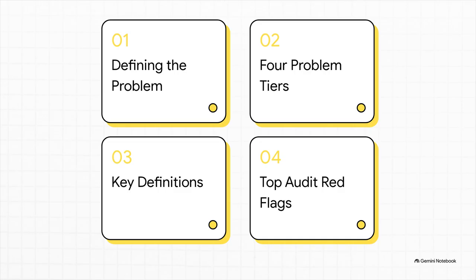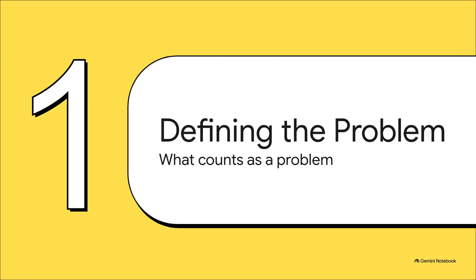Here is our roadmap for this explainer. First, we'll define the problem addressed. Second, we'll look at the 4 problem tiers. Third, we'll get into key definitions and nuances. And fourth, the top audit red flags. Section 1. Defining the problem addressed.